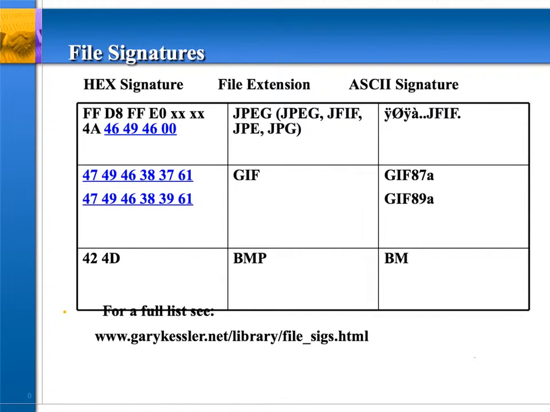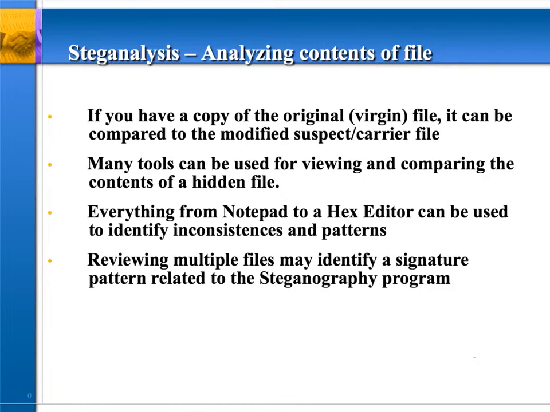File signatures. Every file has a signature of some type, a hexadecimal signature, that you could use to determine some changes that have occurred. But again, it'd be hard to determine what file or what program was used to change those files. If you copy the original or the virgin file and compare it to the modified, then maybe you could see something different, whether it be visual, through properties, through using a hexadecimal editor, or using Steganalysis or Histogram.